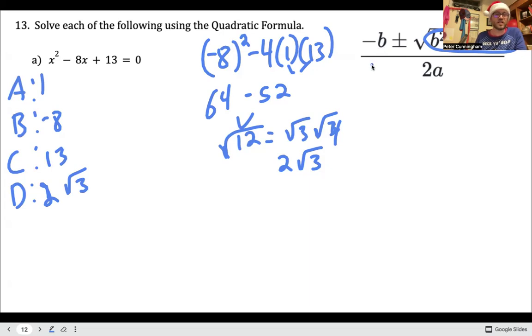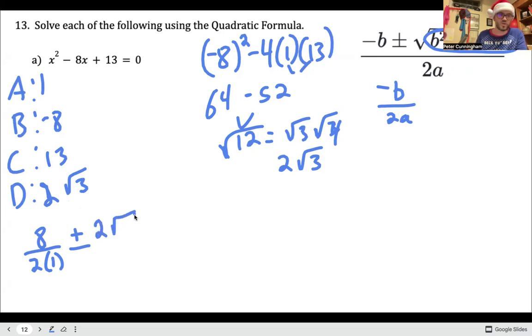And then the reason I like having this separate, I like having the opposite of b over 2a. I like to think of what that is. That's the middle of my parabola. So the opposite of b, it's already negative 8, so the middle of my parabola is going to be 8 divided by 2. What's a? A is 1. Plus and minus the square root of b squared minus 4ac. I just did all that. I don't want to keep writing that over and over. Now I have 2 root 3, which I just found.